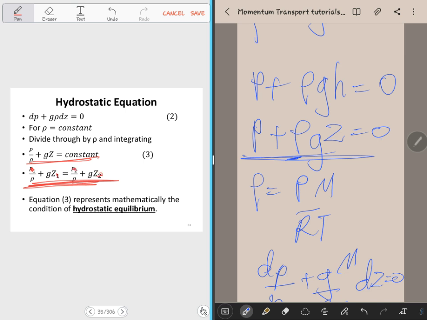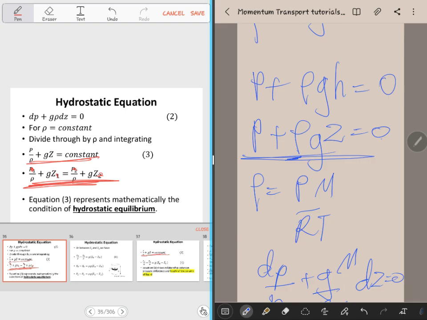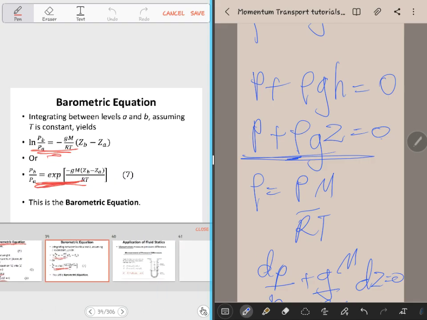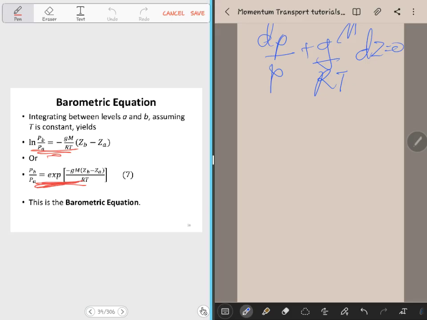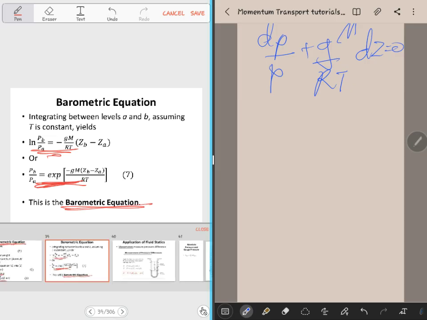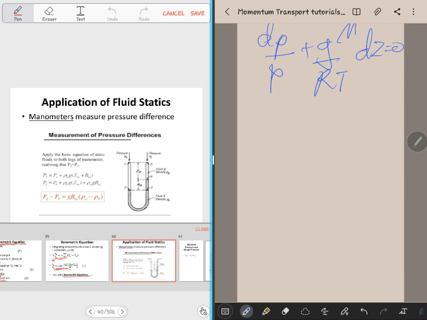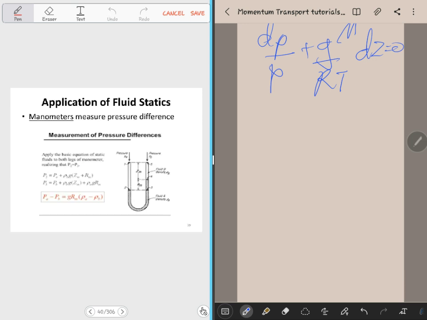Just that in this particular case it has been done for two different positions within the same system. Are we okay? And then we end up getting this. So this is the barometric equation. The barometric equation is sort of derived from the hydrostatic equation, but then it's applied in the specific scenario. So in this case we are talking about pressure difference. So one typical example is when we are using the manometer. The manometer measures the pressure difference.